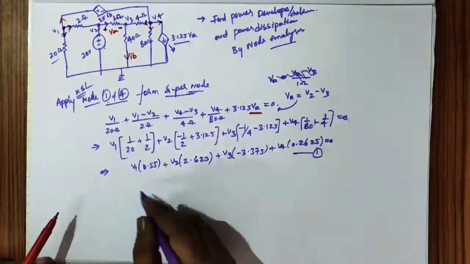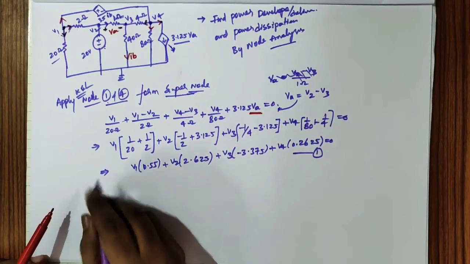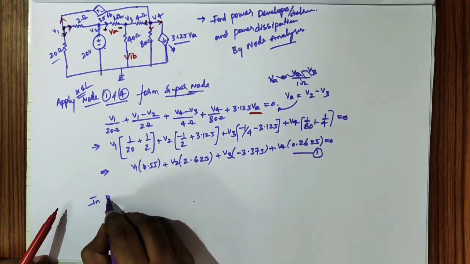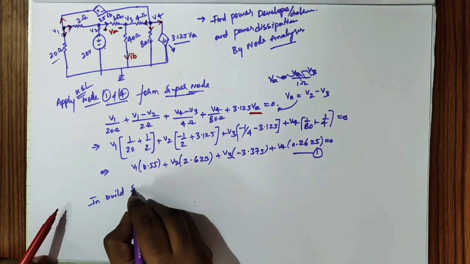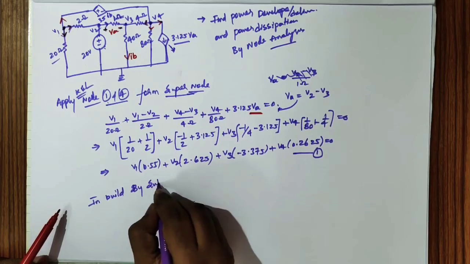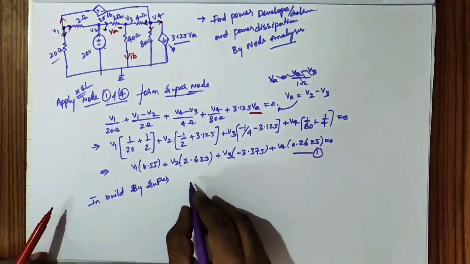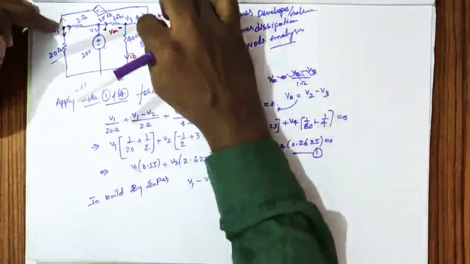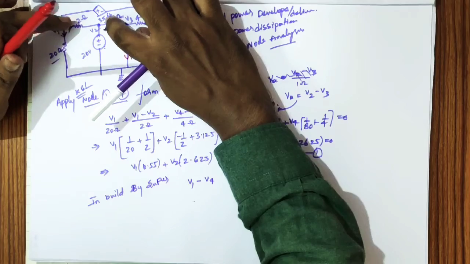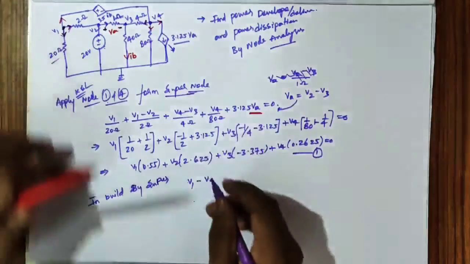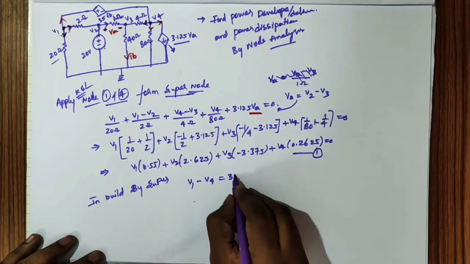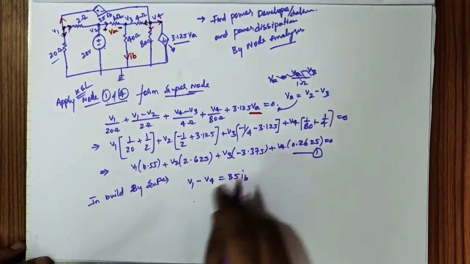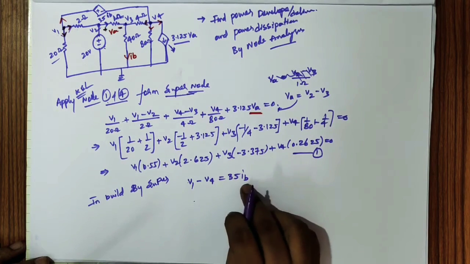From node analysis again, V1 and V4 currents are leaving, but we have to deal with the supernode. Having V1, V2, we can write V1 minus V4. The branch voltage across the 35 IB source is V2 minus V4 equal to 35 IB. That is the voltage between the two nodes. Now again V1, V4 you got, IB is got.